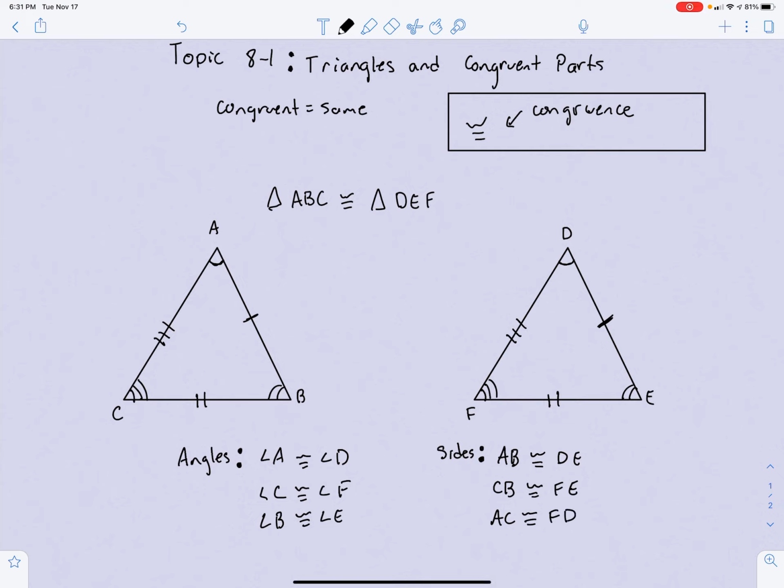So that's all we got for 8.1. It's just talking about congruent parts and understanding how to draw a picture from a statement and then translate that statement into words, which is what I did at the bottom there.